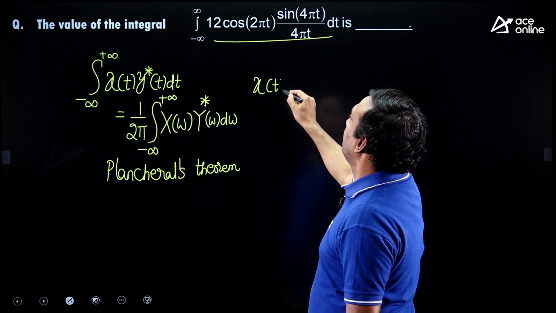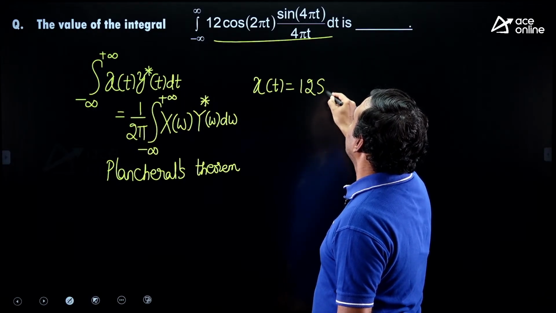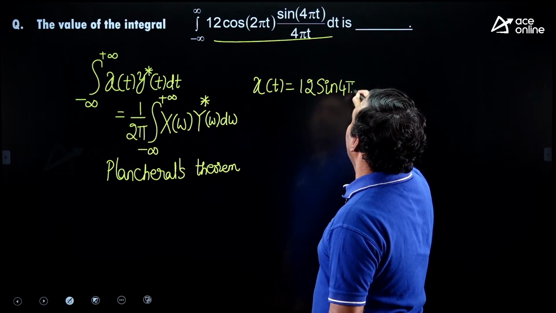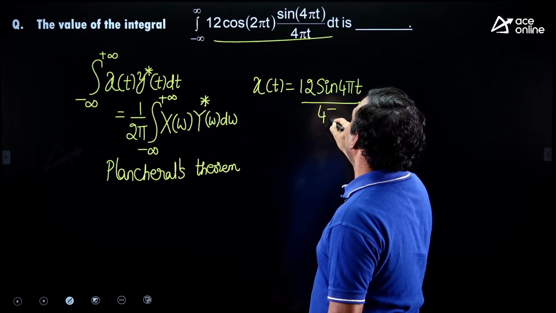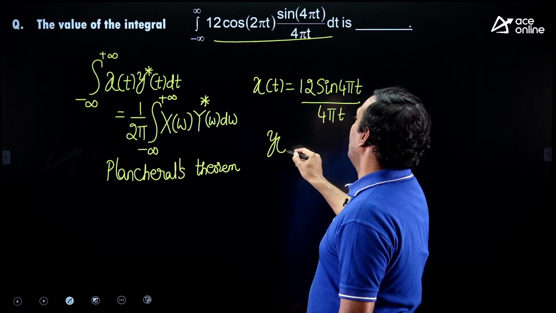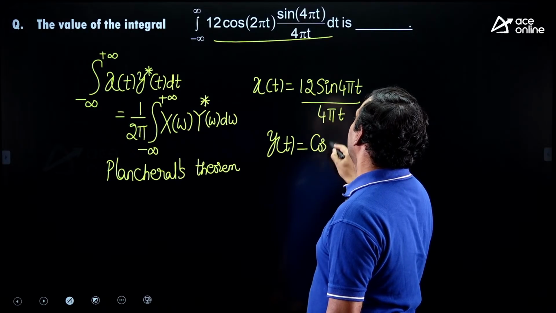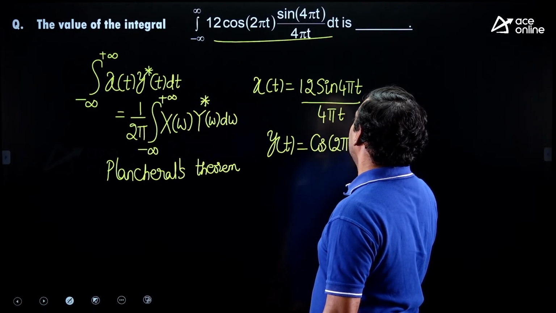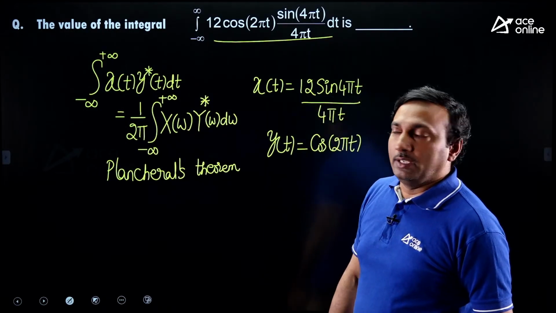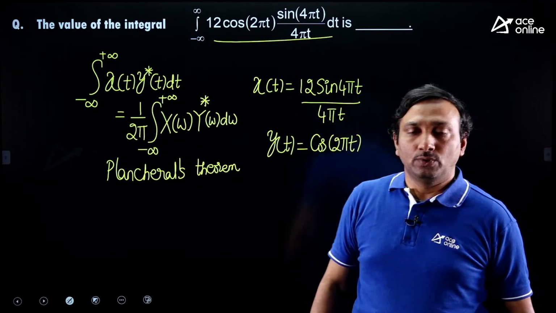You can treat x of t as the sin 4 pi t by 4 pi t, that as one function, and y of t as another function, cos 2 pi t. Take their spectrums and try to substitute there.